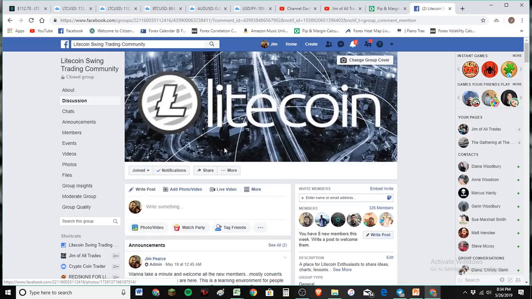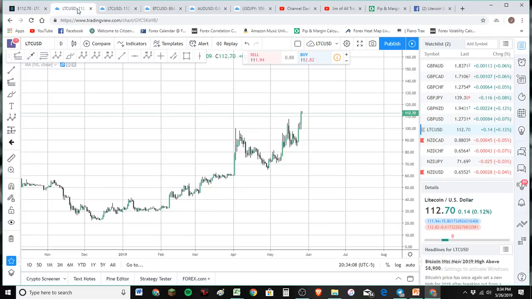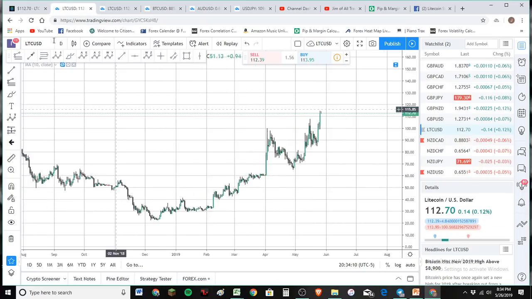With that in mind, let's jump into the LTC chart. We're going to start with the LTC daily.